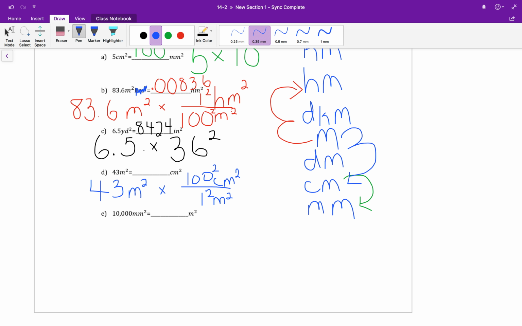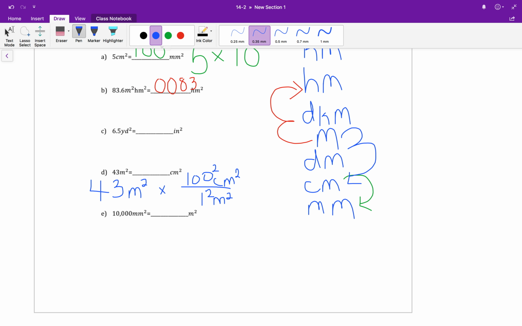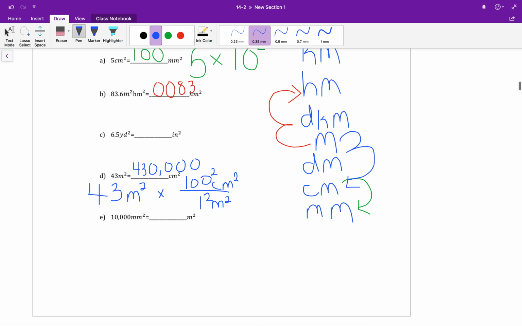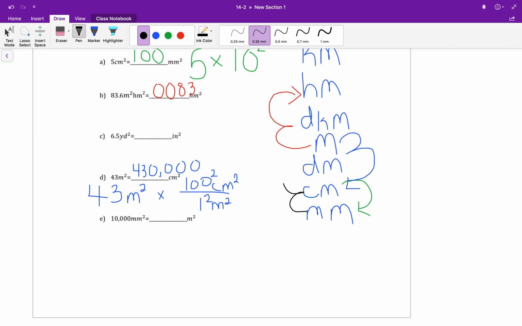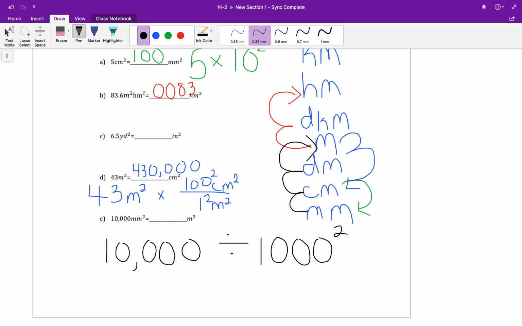That gives me 430,000. Let me clean up some space so I can write that. So that gives me 430,000. For my last one, I'm going from millimeters to meters. So 10, 100, 1,000. There are 1,000 millimeters in a meter. Now I'm going from my small unit to my big unit, so I'm going to divide. So I'm going to have 10,000 divided by, we said there were 10, 100, 1,000. So I'm going to divide it by 1,000. Don't forget to square your number. 10,000 divided by 1,000 squared gives me 1/100th. Let me get my answer as 0.01.